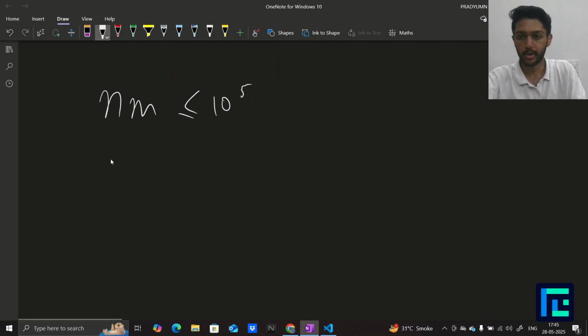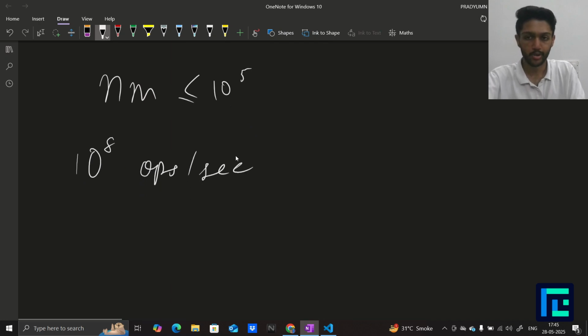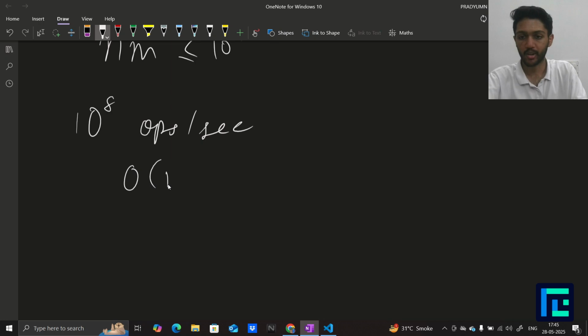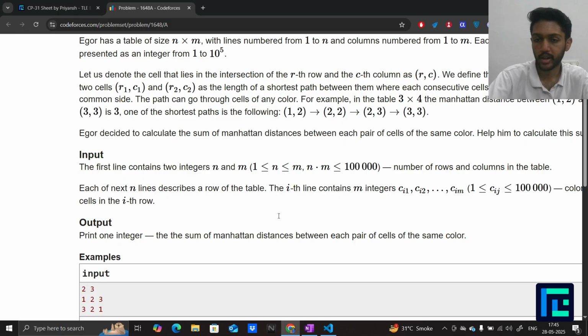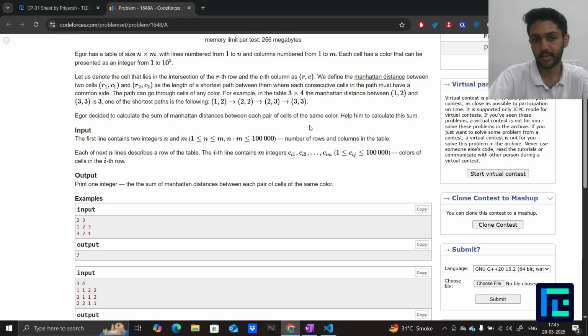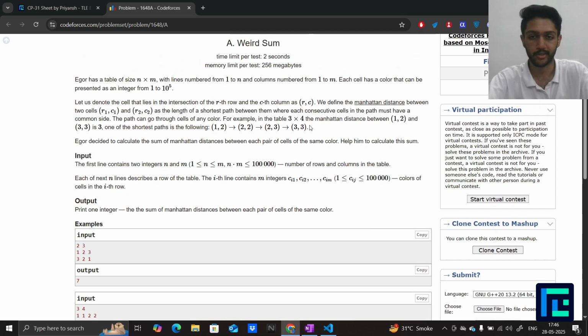So since we are able to do approximately 10 to the power 8 operations per second, we are allowed O of n into m, right? But what we cannot do is O of n into m whole squared or something, right? So we cannot do that. So now you can pause the video and try to solve this by yourself.